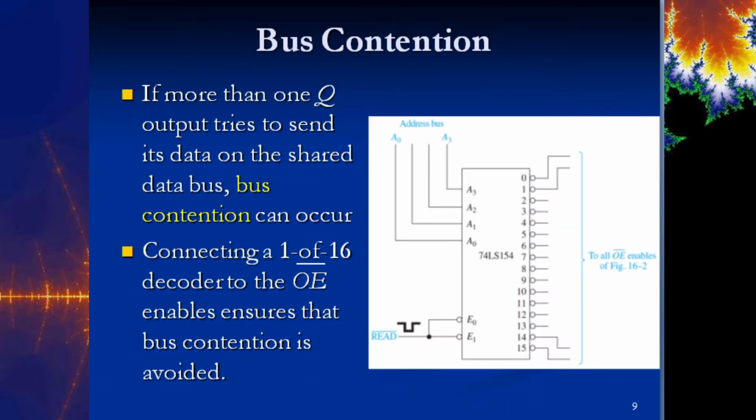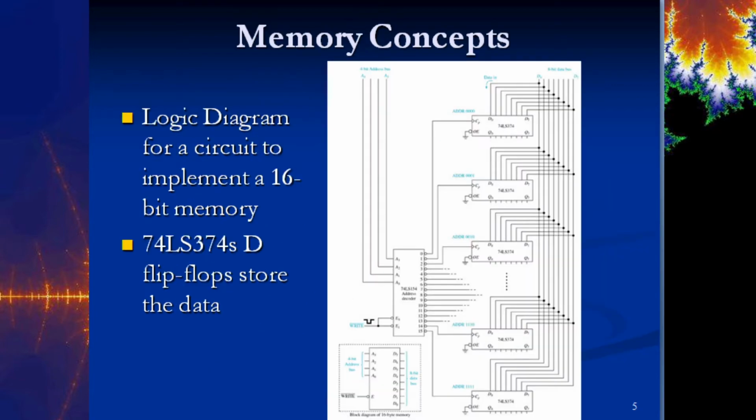So if for some reason you had some kind of an error where more than one Q output tries to send data on the bus, then you can have what's called bus contention. Okay. It says connecting a 1 of 16 decoder to the output ensures that the bus contention is avoided. So that's one way to prevent that from happening. So if we go back to this design, here's all the output enables that we have here. So we're talking about connecting a decoder to that and preventing that bus contention from happening.